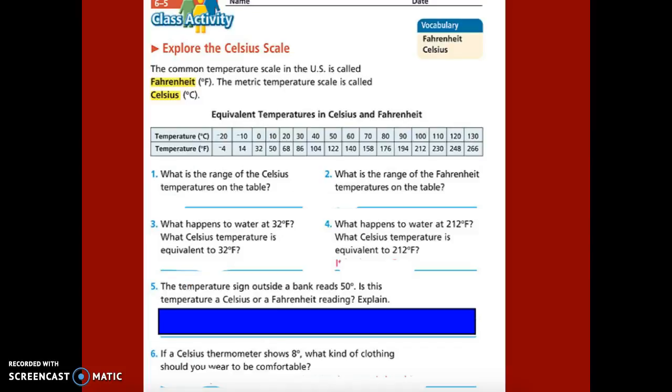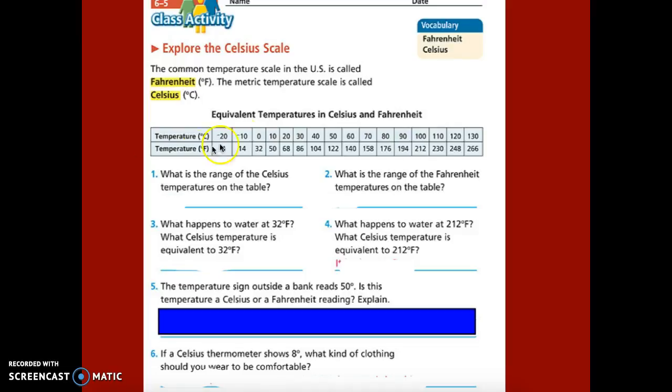So really, what we're doing today is we're looking at the metric version of temperature, which is Celsius, and the US version is called Fahrenheit, and we're going to compare them. Most of the world chooses to use the metric temperature scale, and here in the United States we use the Fahrenheit scale. So being able to recognize both is important because when you travel and you look at the temperature, most of the time you will see it in the Celsius scale.